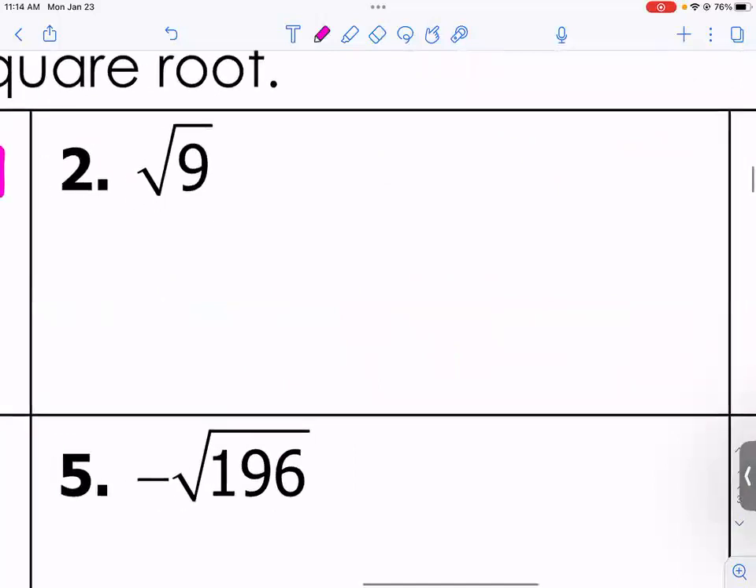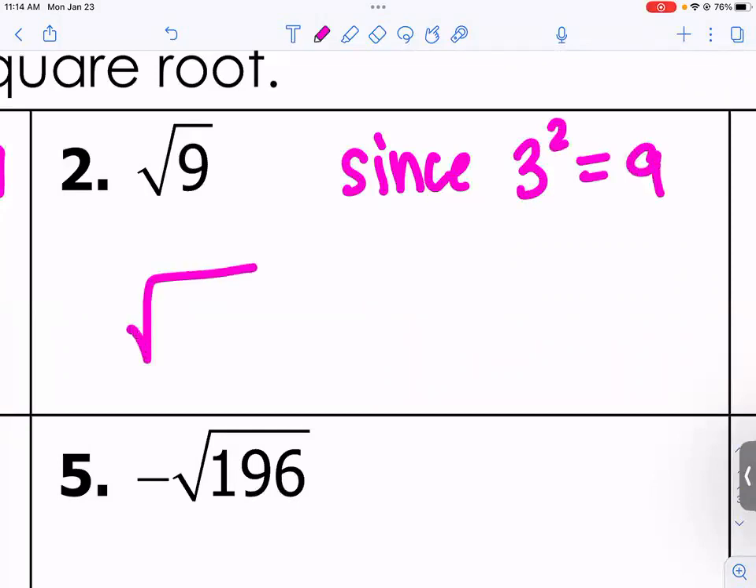Okay. All right. Bennett, is there a number that when we square it, we get 9? What is that number? So since 3 squared is 9, the square root of 9 is 3. Okay. Let's just stick with that.